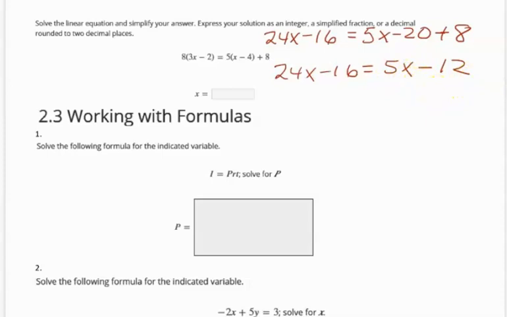What do you get? Well, we're going to subtract 5x from both sides. This gives me 19x here. I'm going to add 16 to this side, transpose it, becomes a positive 16. This becomes a positive 4. Now I'm going to divide both sides by the numerical coefficient, and I get x equals, well, I get the wrong one here. Here it is, 4/19. And that will wind up this section.